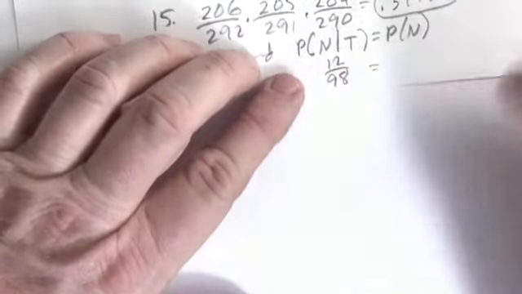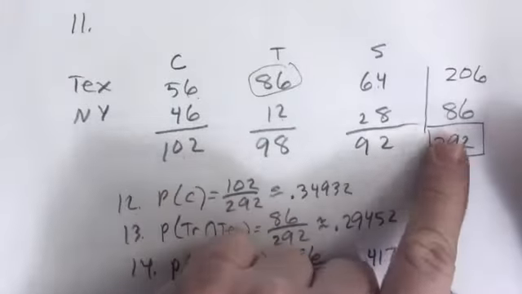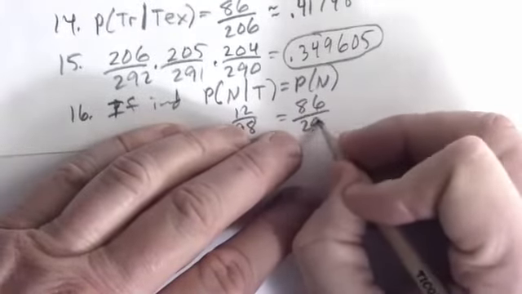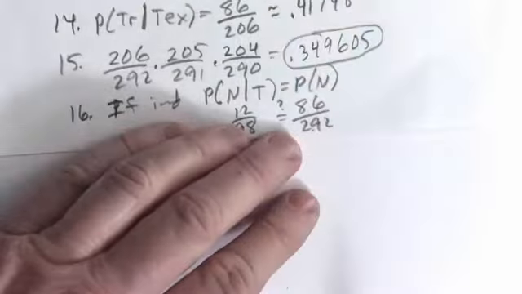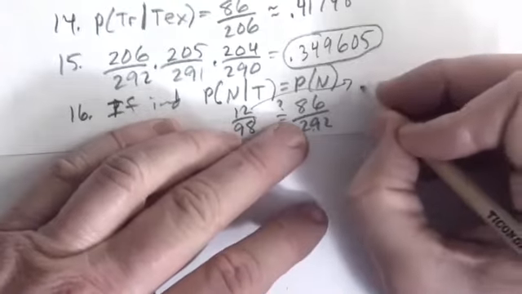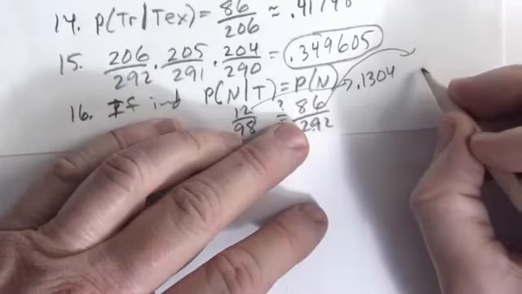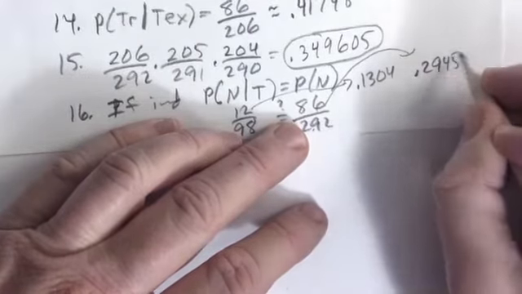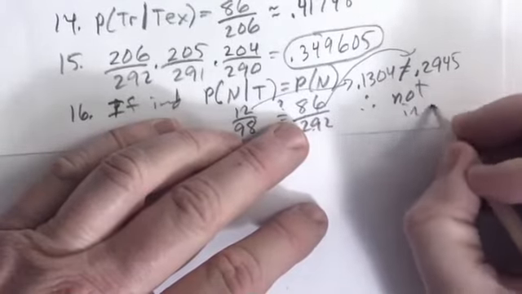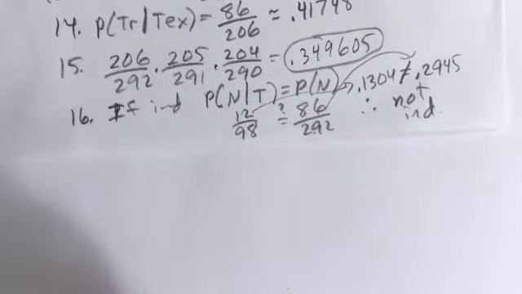But what's the probability that if you randomly select one of these vehicles, that it'll be from New York? Well, it'd be 86 out of 292. Are those 2 things equal? Well, as it turns out, this is equal to about 0.1304, and this is equal to 0.2945. Those are not equal. Therefore, they are not independent. The occurrence of one changes the probability of the other one occurring.